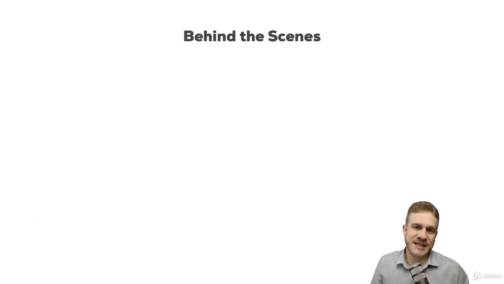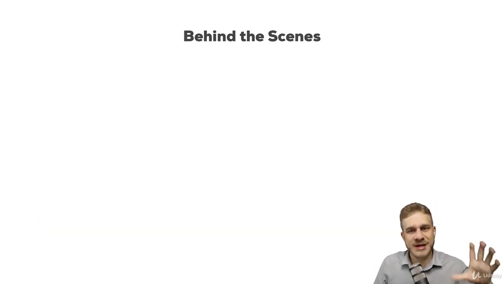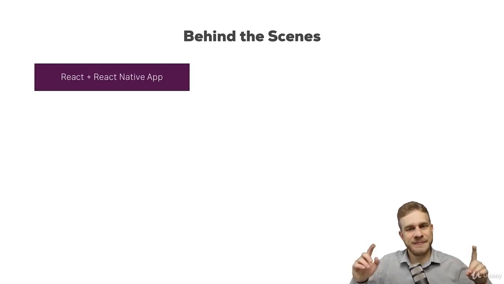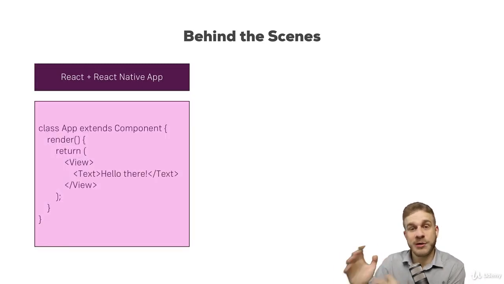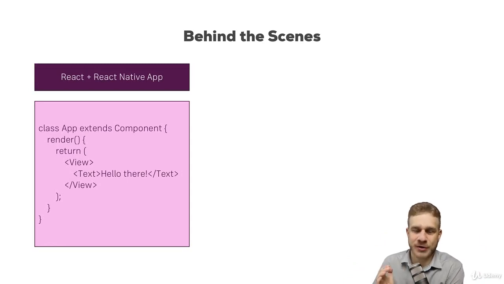Now, behind the scenes, the following happens. We have a React plus React Native app, and that's important. We use both libraries, as you will see. And there we have code which will look like this, which you might recognize from a web app built with React. We have a component, our own component, in this case the App component, where we return some JSX, and you can see the first difference here. These are not DOM elements. We don't have divs and spans here.